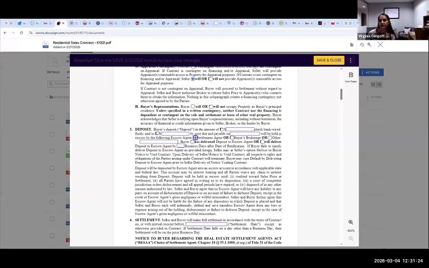If buyer fails to timely deliver deposit to escrow agent as provided here, seller may, not will, may, at seller's option, deliver to buyer notice to void the contract, right? So you put 3 days, 3 days came and went, the money was not deposited. The seller has the option, but it's not automatic, to say, I'm going to send you a notice to void the contract because you did not send the money.